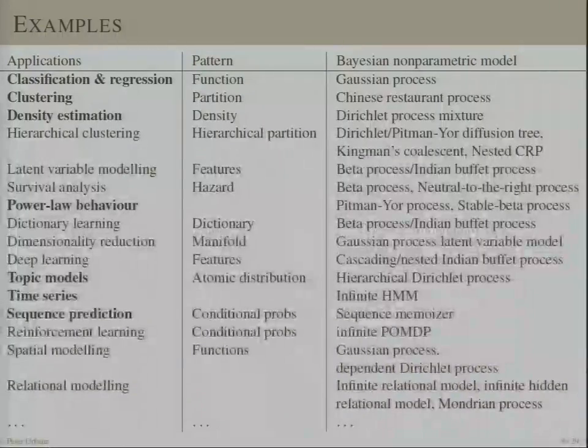Yeah, so we have classification and regression models. In that case, the parameter is a function, and the prototypical model for that is a Gaussian process. Right? Then when we do clustering, the pattern is a partition, and so the model for that is the Chinese restaurant process or a Dirichlet process. Right? There's this analogy between the two. We can also use the Dirichlet process for density estimation, and so on and so forth. Right? We can do this hierarchically.